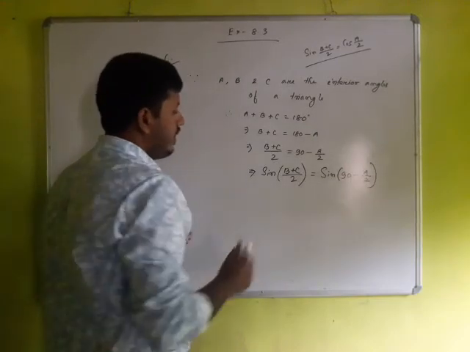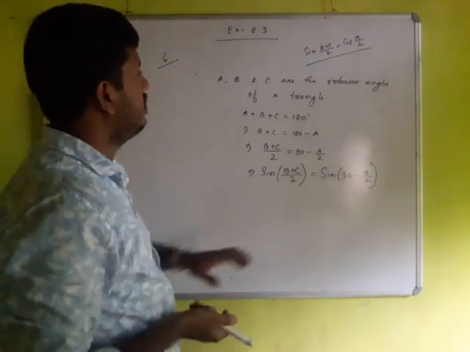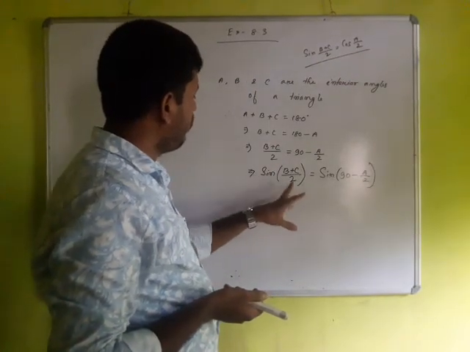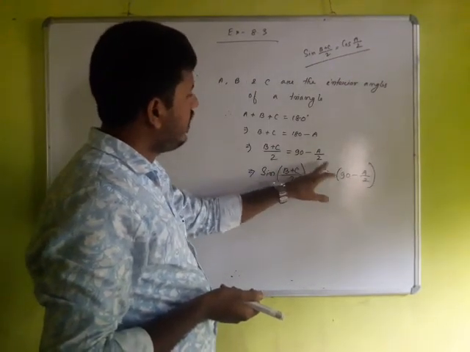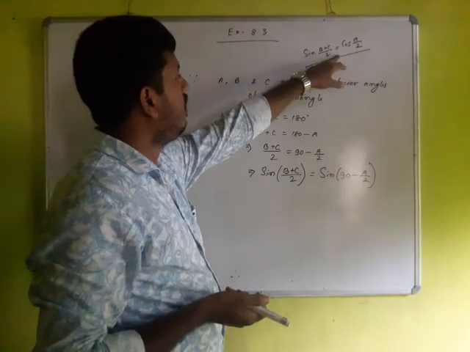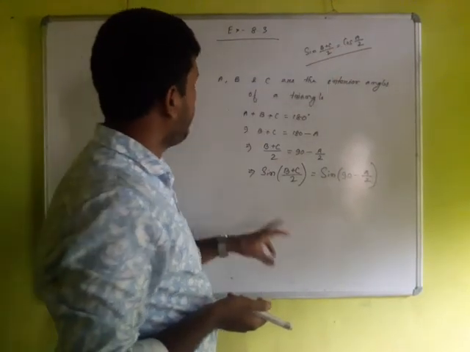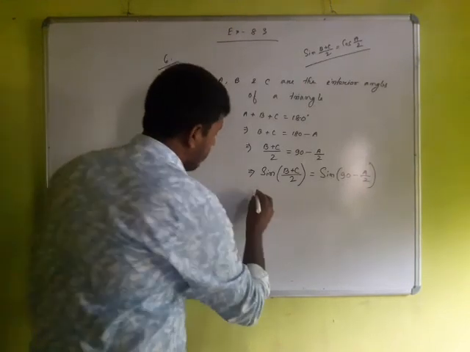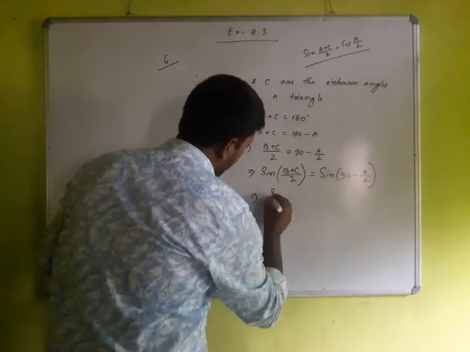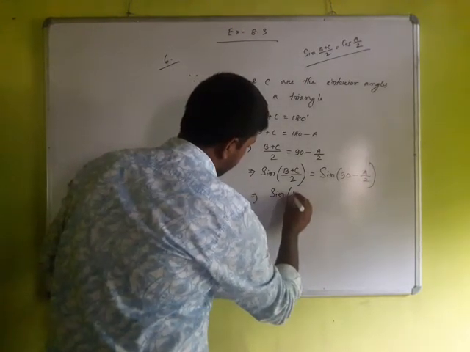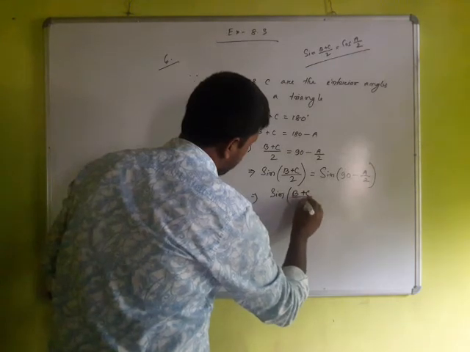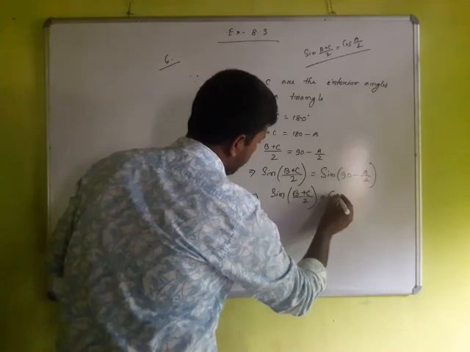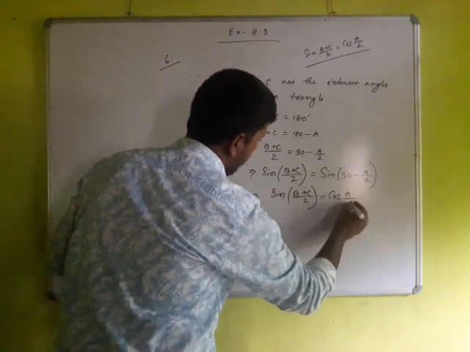So why have we taken the sine ratio on both sides? To get this one. If we take the sine ratio on both sides, then sin(90 minus theta) will be cos theta. For this reason, to get this answer, we have taken the sine ratio on both sides. So sin((B plus C)/2) will remain the same, and sin(90 minus theta) will be cos theta, that is cos(A/2).